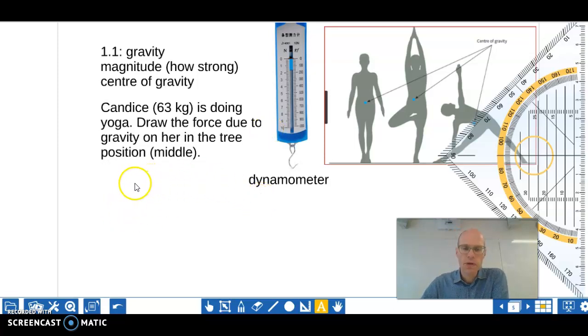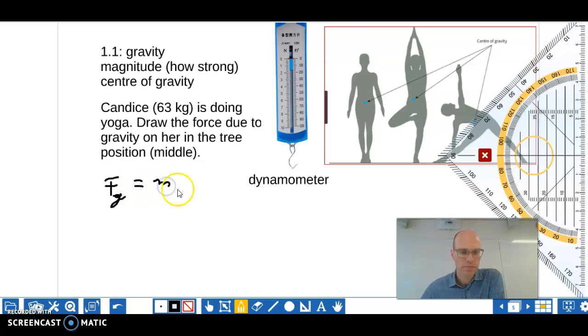And if we put that into a formula, we get the following formula. That is that the force due to gravity is equal to the mass, which is a small m, times g, that is the gravitational field strength, or how strongly the Earth attracts. What is what? So this is the force due to gravity.